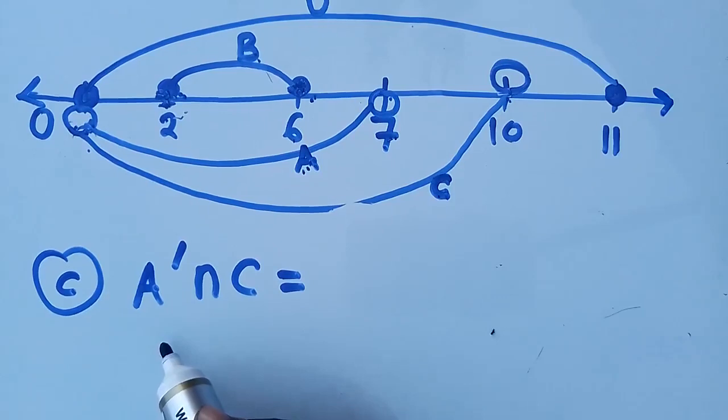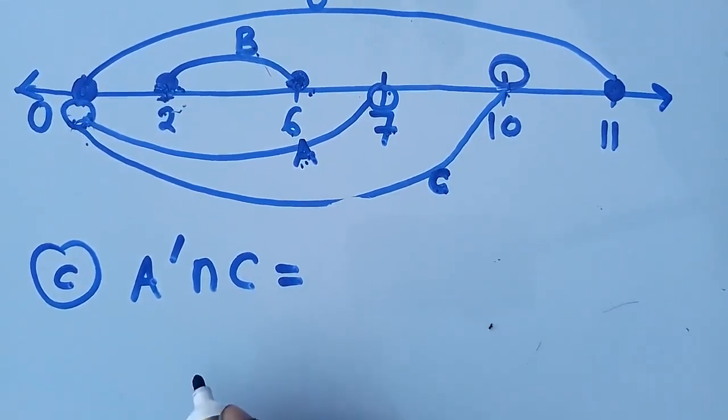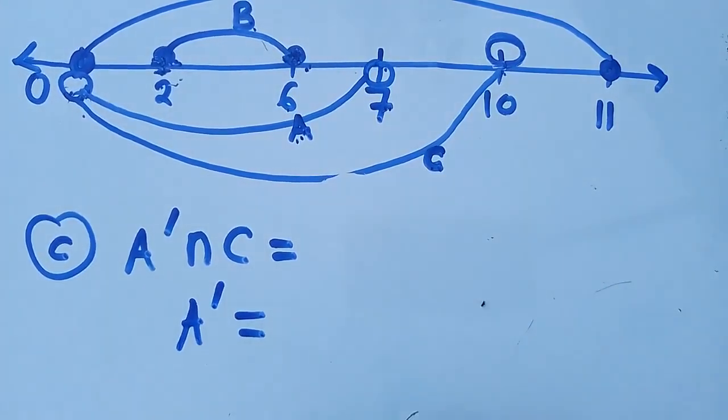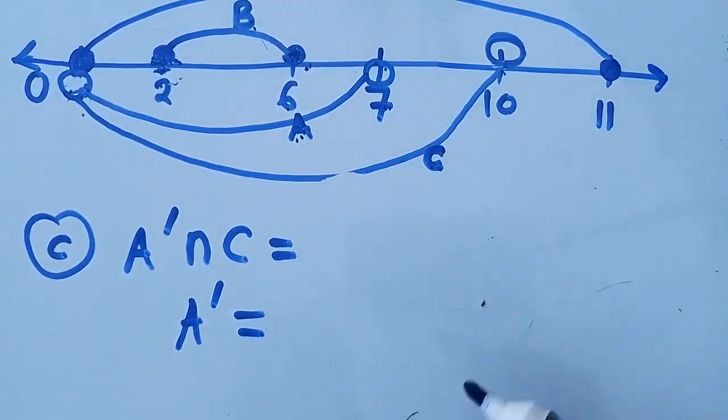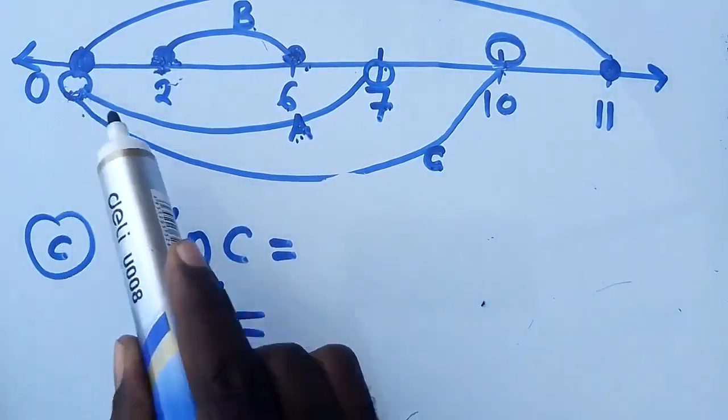A complement. You consider A complement. What is A complement? You consider the universal set. A complement, you remove A. So let us remove A. A is starting from 0 to 7.